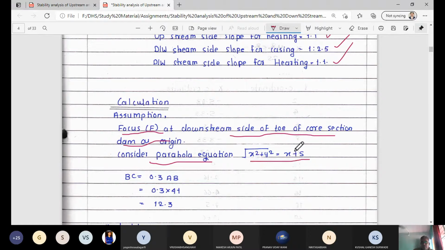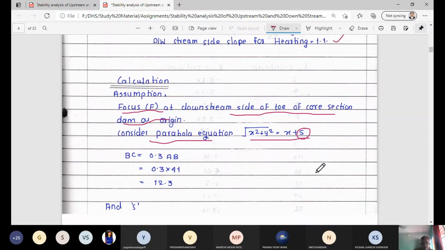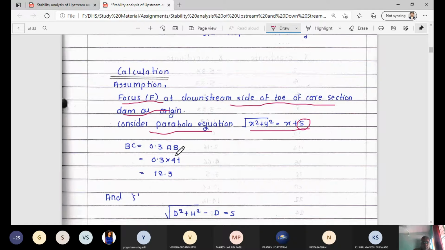Square root of x square plus y square is equal to x plus s. Now here, s represents the distance from the focus to the directrix. Then you know the phreatic line is drawn with this BC point, that is BC is equal to 0.3 times AB. AB is the sloping side of this dam, and you have to begin this phreatic line at a certain distance away from the dam section, which lies on the upstream side. It is at 0.3 times L now here.